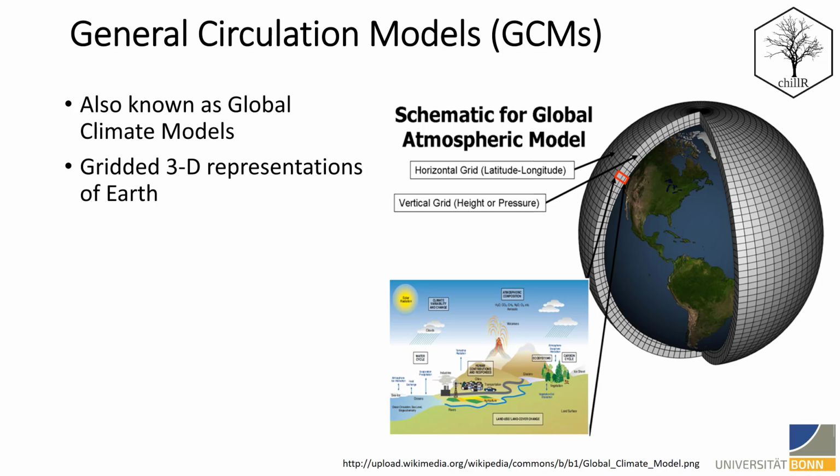These are gridded 3D representations of Earth. You can see an illustration here on the side. This is kind of the structure of it. You see the Earth here in the center, and then around it we have these voxels, so to say. You probably all know what pixels are, but voxels are the three-dimensional equivalent of a pixel, and so they describe the air near the Earth's surface, of course, but then also multiple layers that are deemed relevant for the way the climate behaves.